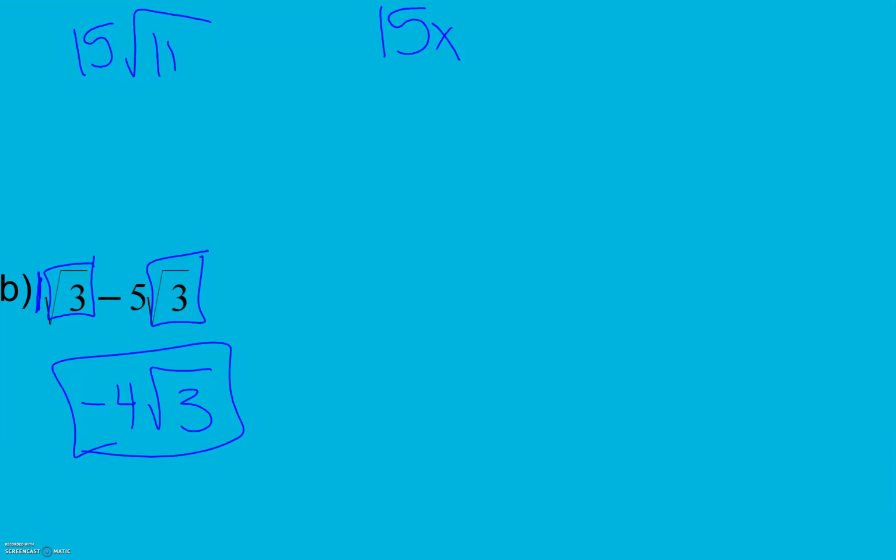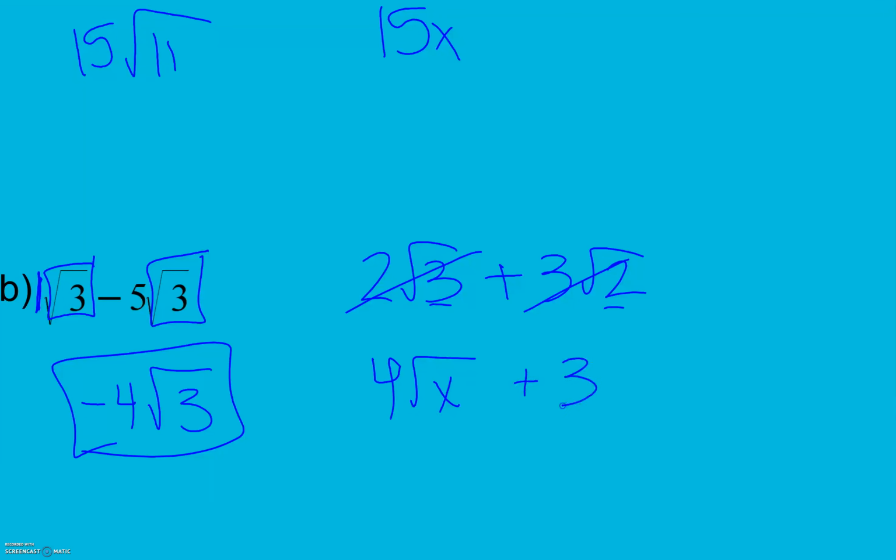And just like with variable expressions, radical expressions have to be exactly the same. So if I have 2 square roots of 3 plus 3 square roots of 2, those aren't the same. I can't add them up. Same thing as if I had 4 square roots of x and 3 square roots of x squared, for example. X here, x squared there, can't combine those together either, so I would leave them just the way they are.